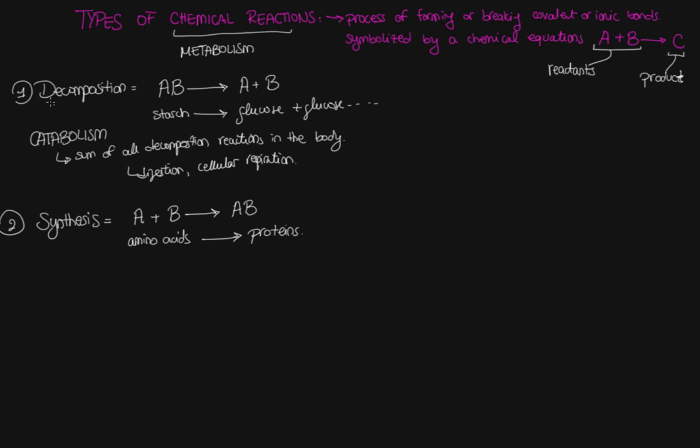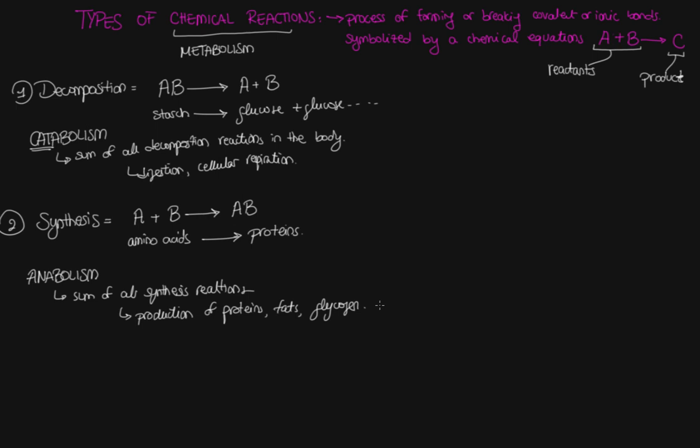Now, similar to decomposition, we have also the sum of all the synthesis reactions. That is a term known as the opposite of catabolism, and that is anabolism. So anabolism in the body is going to be the sum of all synthesis reactions. And so examples of those would be the production of proteins, fats, glycogen, which is a storage form of glucose in the body.